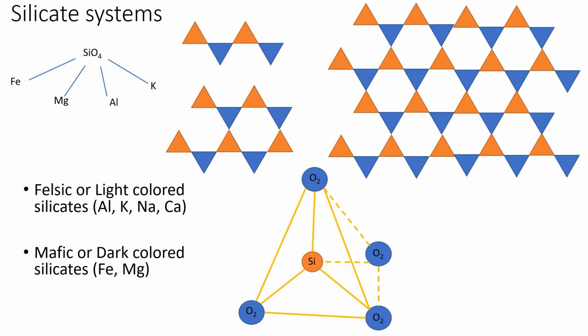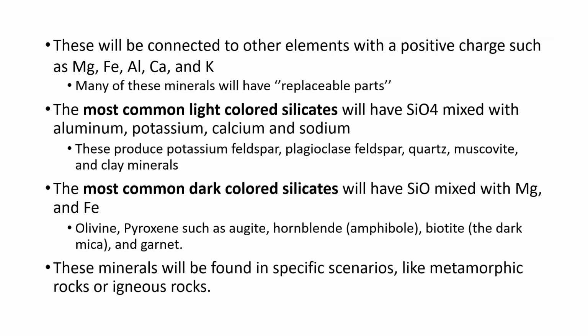So these silicates can bond with iron, magnesium, aluminum, and potassium. So if it's a felsic or light-colored silicate, you're going to have aluminum, potassium, sodium, or calcium. And if it's mafic or a dark-colored silicate, it's going to be iron or magnesium that is paired with the silicate. So these will be connected, again, to these other elements that have a positive charge, like magnesium, iron, aluminum, calcium, potassium. These are what we call replaceable parts.